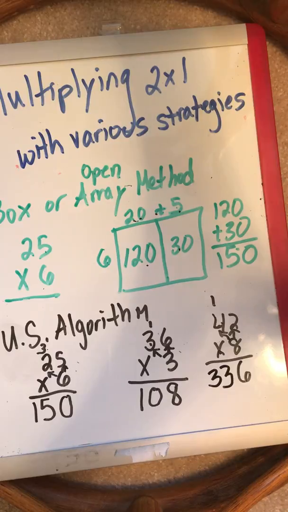So we just learned a few different methods. We learned the open array, we learned the US algorithm, we learned partial product, and we learned the distributive property. You need to be familiar with the different methods, but when you're solving a problem, unless it tells you specifically that you need to use the distributive property, you can basically use whatever method it is that works best for you.